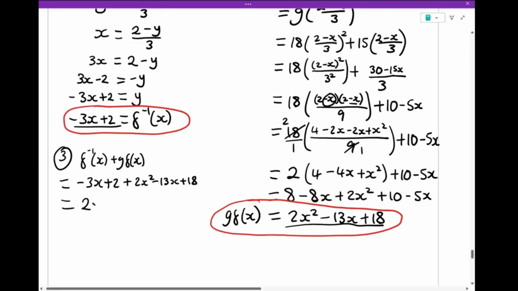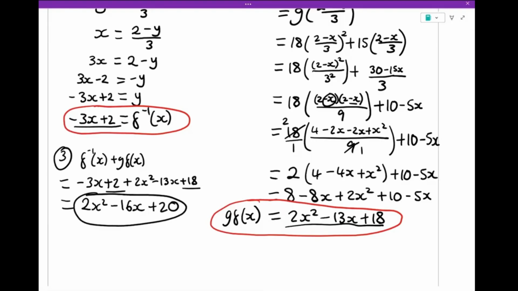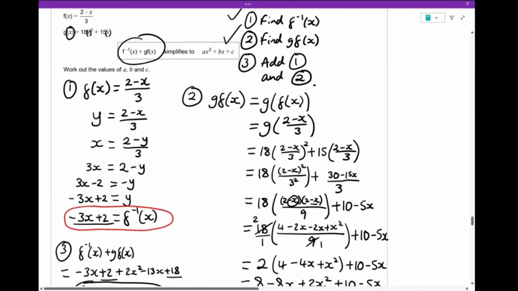So I'll write the 2x squared we've got first, and then let's do our x terms. Negative 3x, take 13x is negative 16x. And then finally, positive 2 plus 18 gives me 20. And that should be my final answer, because it's in the form ax squared plus bx plus c, which is what the initial question asked me.